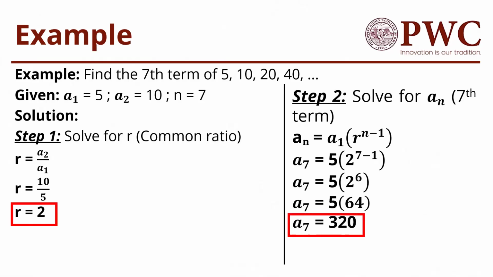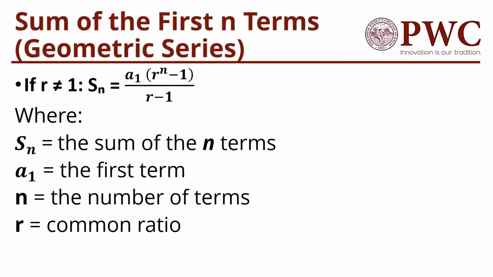We got 320. So it means that the seventh term for the geometric sequence 5, 10, 20, and 40 is 320. Okay, we're done with the nth term formula. Let's go with the last part, which is the sum of the first n terms in the geometric sequence. So if r is not equal, the equal sign with a slash, it means it's not equal, meaning r should not equal 1.